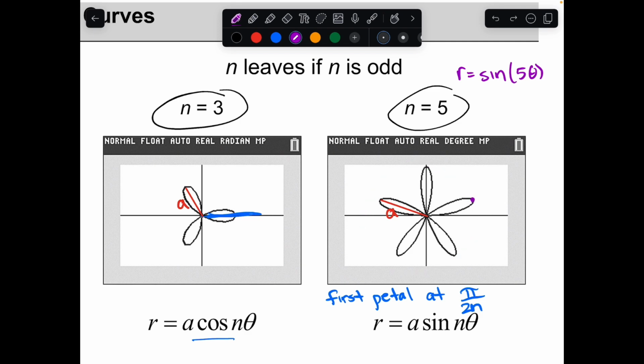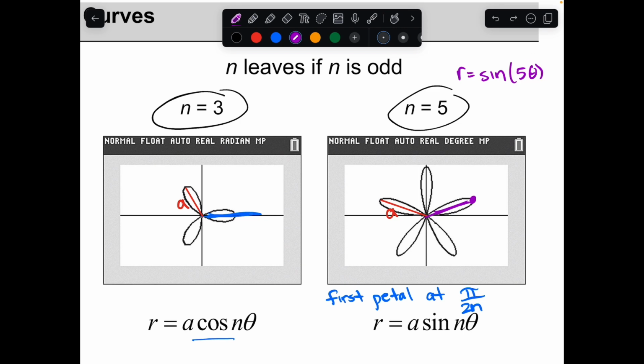Now, this petal right here is achieving its maximum value at some point. Well, how do I achieve the maximum value of sine? First off, what is the maximum value of sine? The maximum value of sine is 1, and where does that occur? It occurs at pi halves. So I want 5 times this angle to be equal to pi halves.